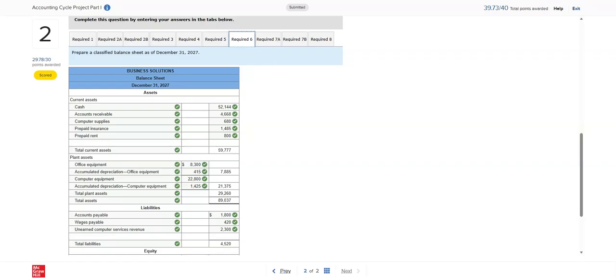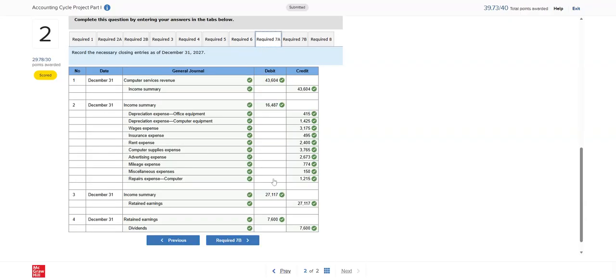After preparing the financial statements, the next accounting step is the closing entries. Right here, as of December 31st, 2027. Closing entries transfer the balances of temporary accounts such as revenue, expenses, and dividends to retained earnings. This resets those temporary accounts to zero so the company can begin the next accounting period with clean balances.